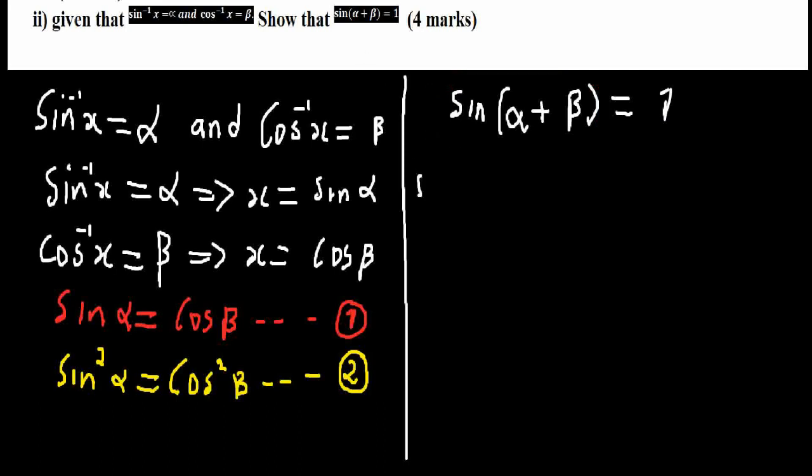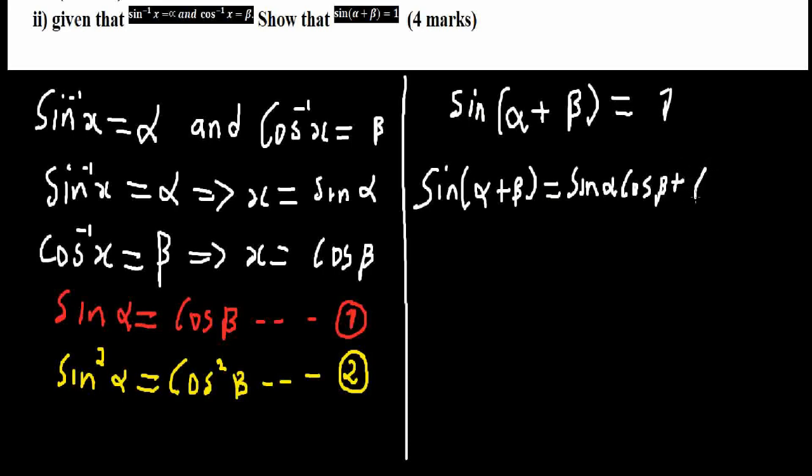Now from our compound angle identity, we know that sine alpha plus beta is the same as sine alpha cos beta plus cos alpha sine beta.